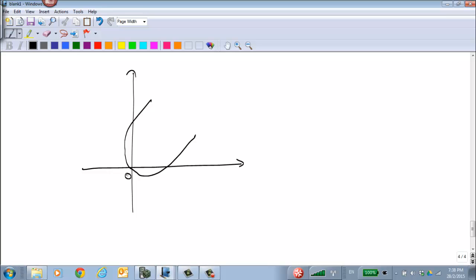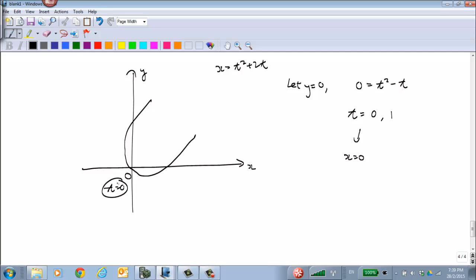So how then will we get the other intersection? We will find the x-intercept first. So you will have to let y be 0. This means that your t is 0 or 1. When t equals 0, you sub back into your x expression, which is t squared plus 2t. You will see that x is 0, which is the origin. Origin takes t equals 0. And when you sub in 1, this will give you x equals 3. So this is for t equals 1.